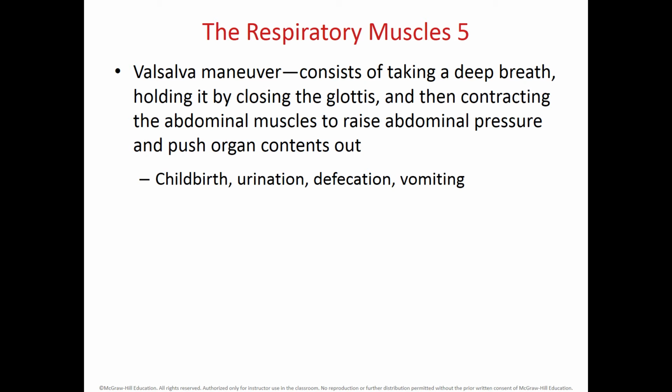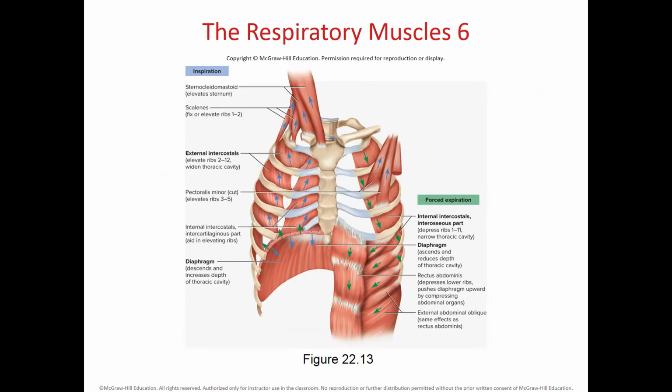Another function of the respiratory muscles is to create the Valsalva maneuver, which is basically taking a deep breath, holding this deep breath as you close the glottis, and then contracting your abdominal muscles so you increase your abdominal pressure. That will push the organs and the contents out, like during childbirth, urination, defecation, and vomiting.